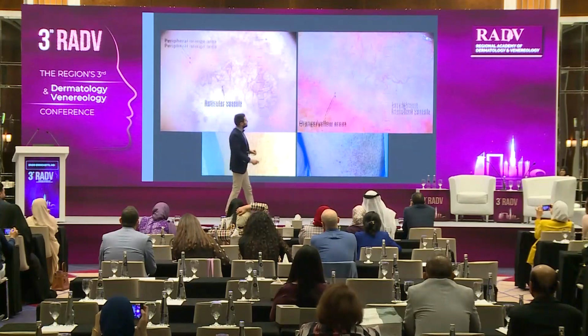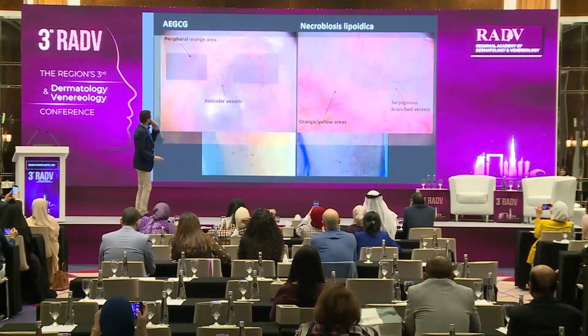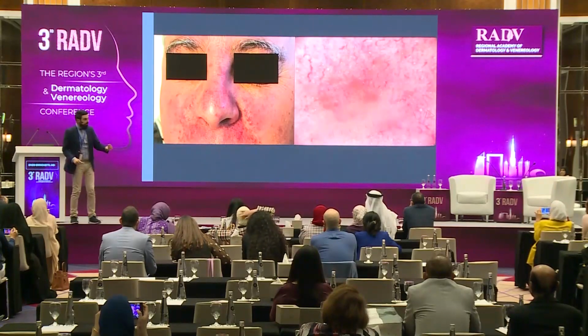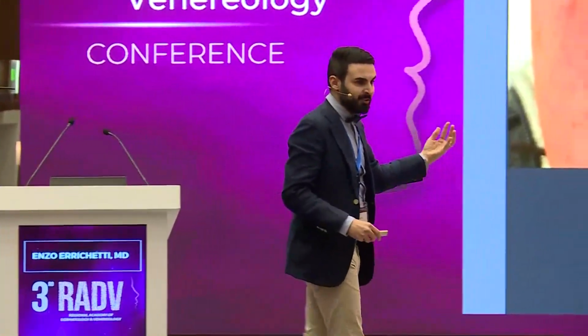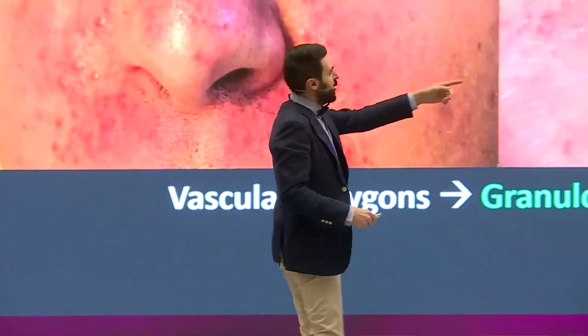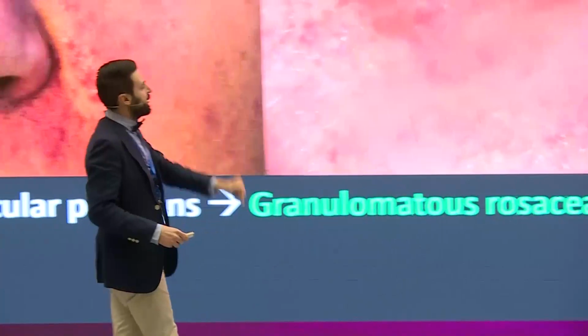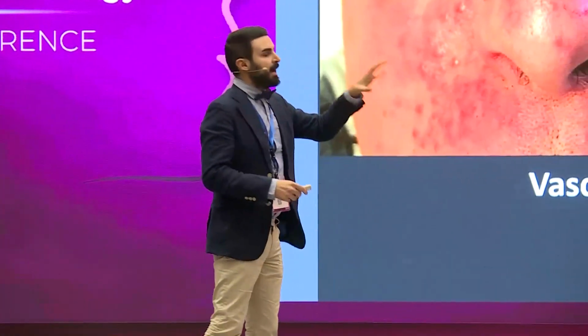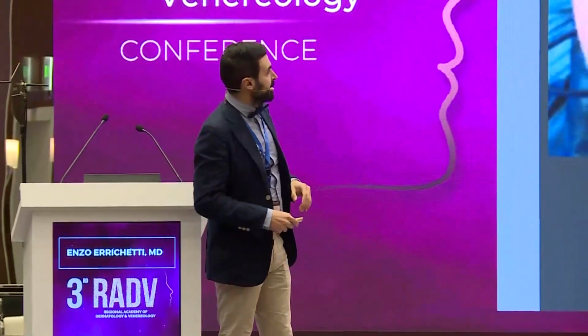Great. So, this is another granulomatous condition. We can, of course, have an idea on the diagnosis. Which is the idea? Rosacea. Very good. We have orange areas, and we have our reticular purple unfocused vessels, the so-called vascular polygons. The presence of vascular polygons is typical of granulomatous rosacea. Great, and this?